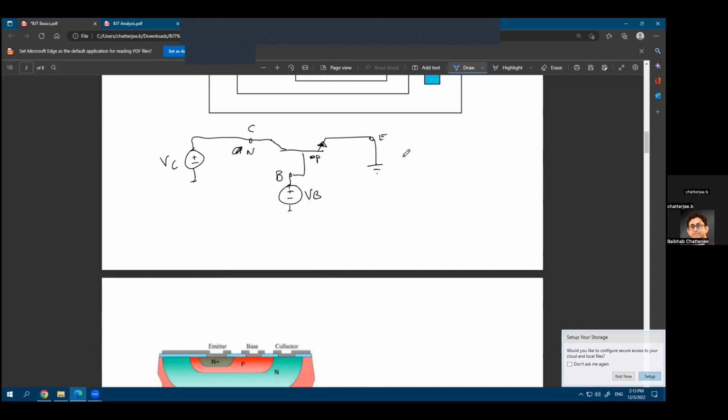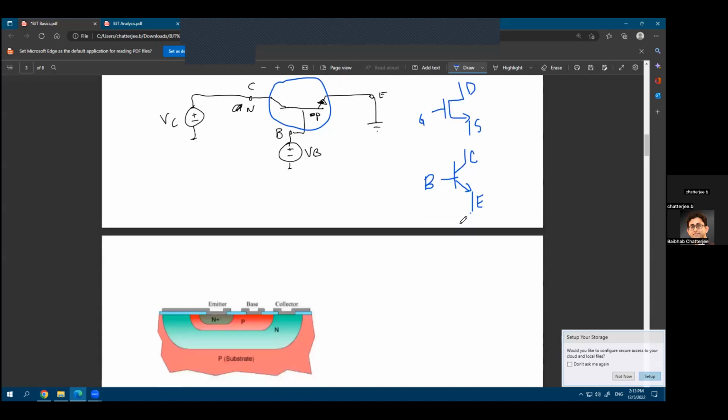The symbol for this NPN BJT is something like this. As you see, it is again very similar to your N-channel MOSFET, right? So this was my N-channel MOSFET. This was my drain, this was my source, this was my gate. When we are talking about NPN BJTs, the symbol is sort of like this. In place of the source, you'll have the emitter. In place of the drain, you'll have the collector. And in place of the gate, you'll have the base. So in that way, they are very much analogous and similar to each other.